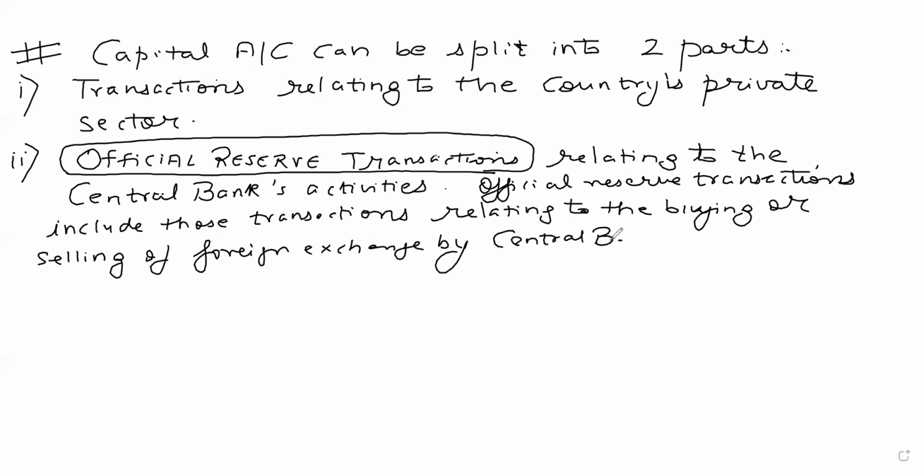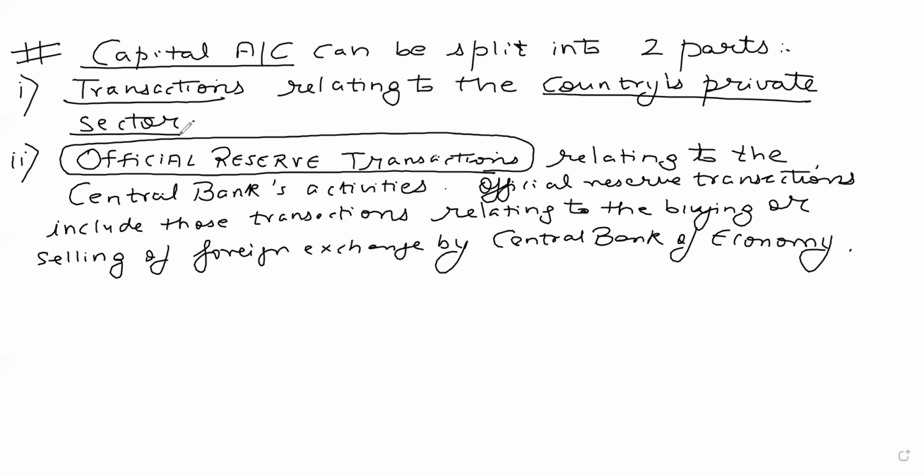So when the central bank intervenes by buying foreign exchange or by selling foreign exchange in the world market, such transactions are under the official reserve transactions. So the capital account consists of two types of transactions: those made by the country's private sector pertaining to buying or selling of physical or financial assets, and official reserve transactions relating to the central bank's buying or selling of foreign exchange.